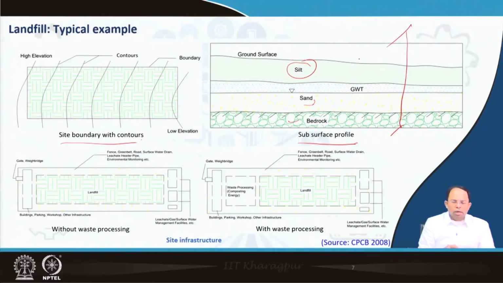to be understood. Once that is there, based on the site we can determine what should be the layout of the site. Like over here, this is the gate, this is the weighbridge, some buildings, parking, workshop and other infrastructure could be put over here. This is the actual area of the landfill. This could be again broken up into different phases. And over here we have the leachate collection system, treatment system, treatment area, the gas collection and treatment or energy generation area, or surface water management facilities and so on, all housed at this site.